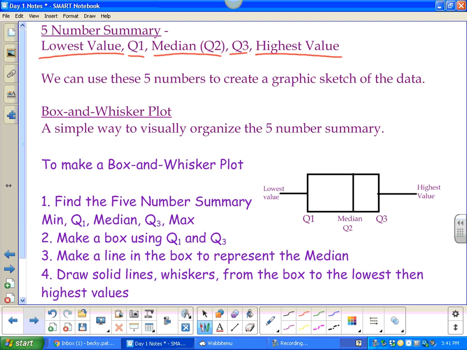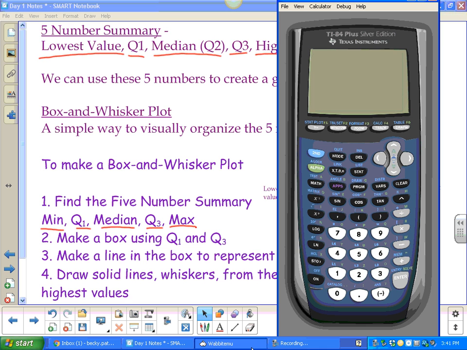We can use these 5 numbers to create a graphic sketch of the data, which is called a box and whisker. It's a simple way to visually organize the 5-number summary. So to make a box and whisker, I put my data into my calculator and I find my 5-number summary, which is on your calculator. And it's right here when you do this screen right here. It's your min, your Q1, your median, your Q3, and your max. Those are your 5 numbers.